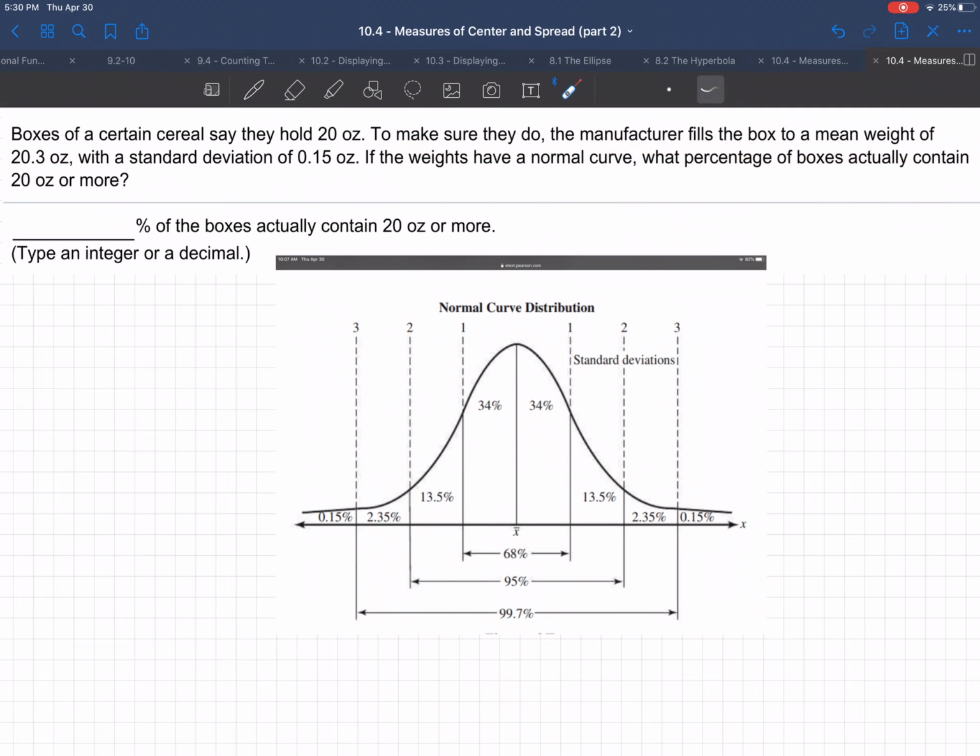The way manufacturing works is nothing's perfect. So when they fill boxes of cereal, for example, if they write on the box 20 ounces, they have to program the machines that fill the boxes to do a little bit more. 20.3 is just a little bit higher than 20. Why? Because 20 is what they promise, 20.3 is what they'll aim at, because not everything's perfect.